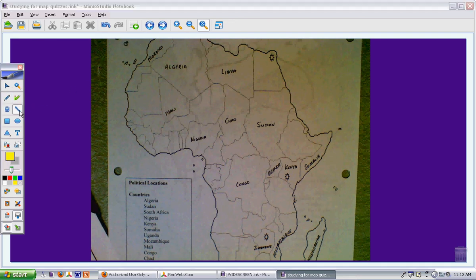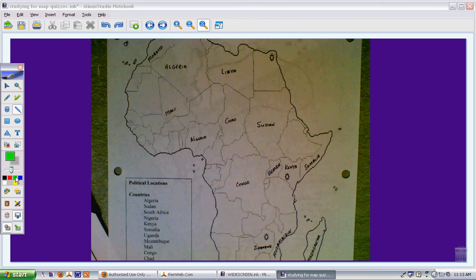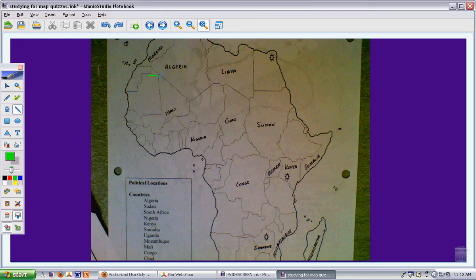When you read a book, you tend to read from left to right and from top to bottom. That's how you read a book. So why not memorize the same way? So if I remove these lines, you can kind of see we have 3 lines of text. I'll put them in green. We've got Morocco, Algeria, Libya, line number 1. Mali, Nigeria, Chad, Sudan, line number 2. Congo, Uganda, Kenya, and Somalia, line number 3.